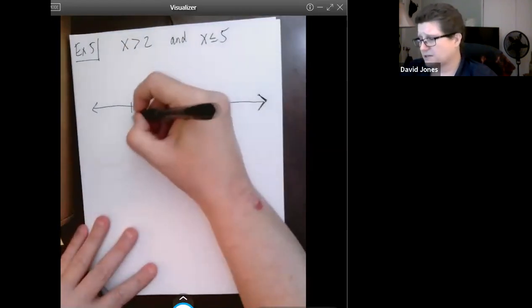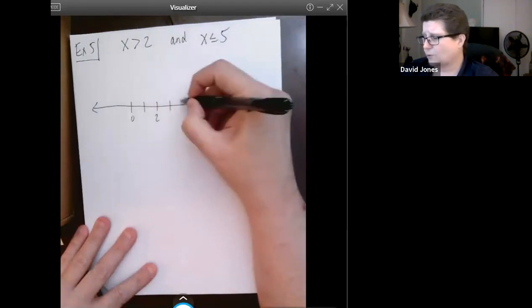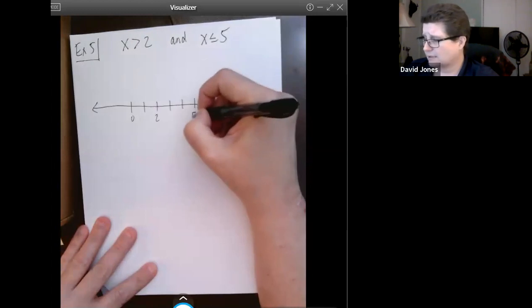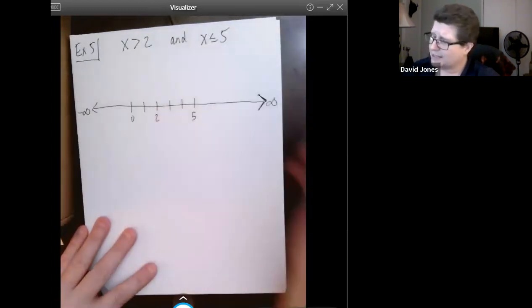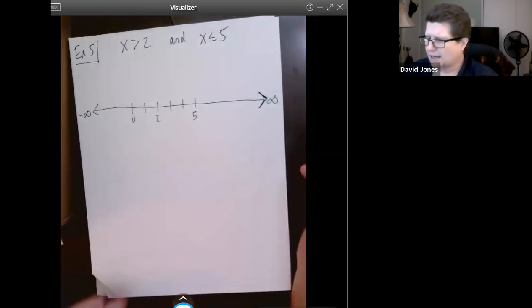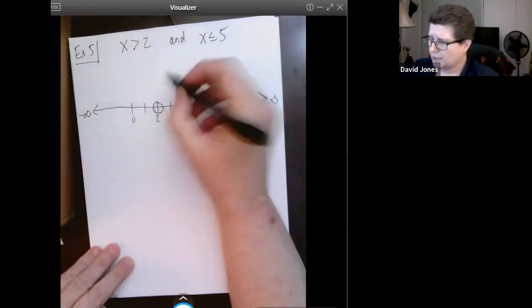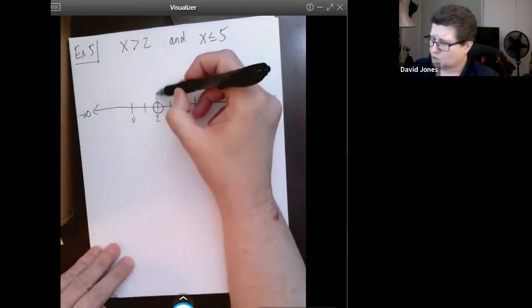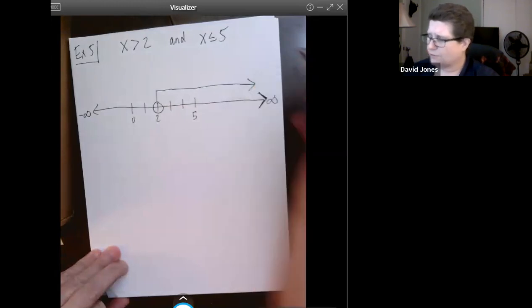So I've got 0, 1, 2, 3, 4, and 5. Got positive infinity on the right, negative infinity on the left. X is greater than 2. I put a circle on the 2. And I draw a line going to the right. Values greater than 2 are to the right of 2.